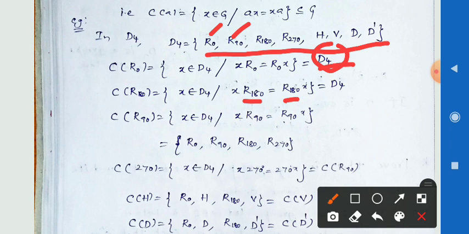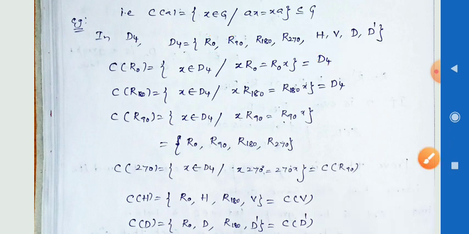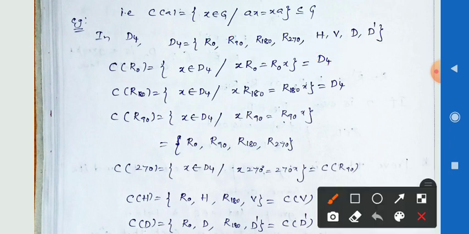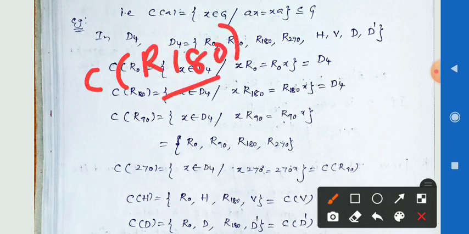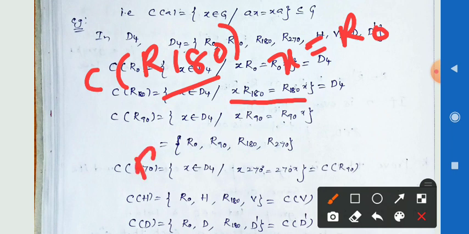I will explain once again. Here C of R180 is taken. This A value is fixed, so X into R180 is equal to R180 into X. If we take X equal to R0, rotation 0, then we follow this principle. Here X is R0 into R180.